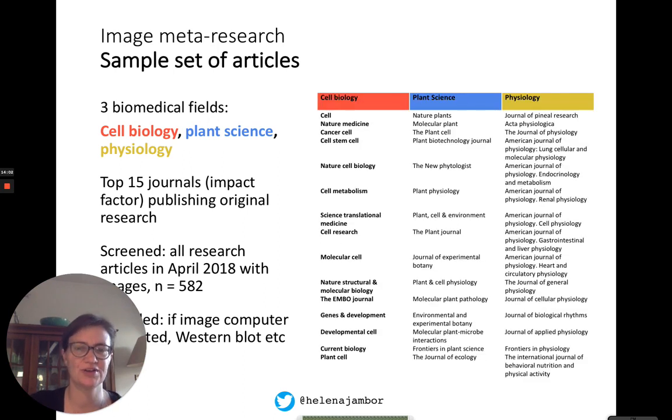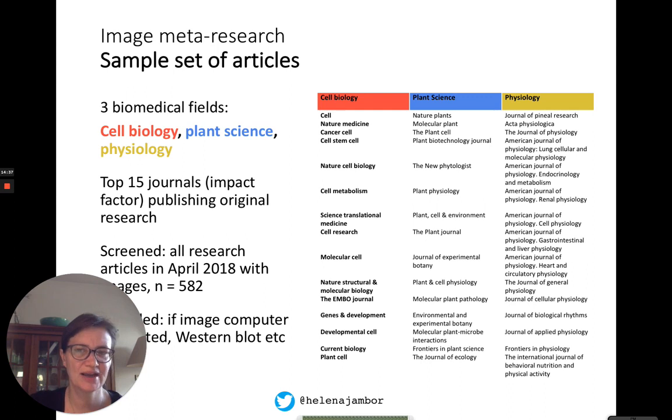And just to give you an impression, these are the journals that we screened. For cell biology, this obviously includes Cell, Nature Medicine, Cancer Cell, Cancer Stem Cell, Nature Cell Biology, etc. So the prominent journals in cell biology that everyone knows. These are not obscure journals, but really representative journals for the field of cell biology. And I cannot judge for plant science and physiology if that's the case too, but here are the names and you can inspect this further.